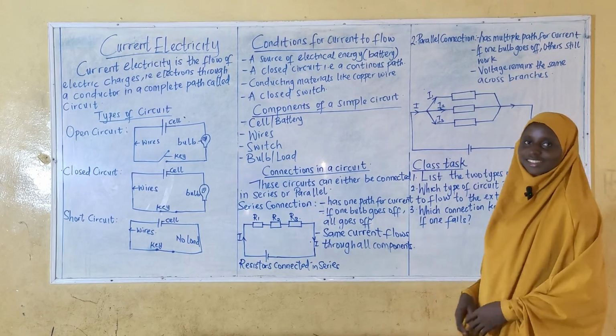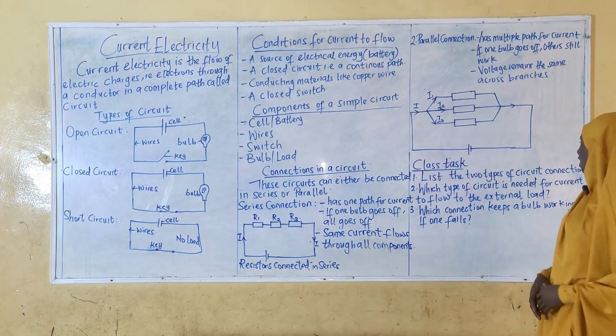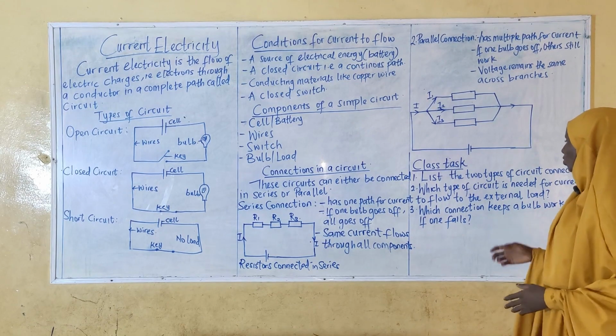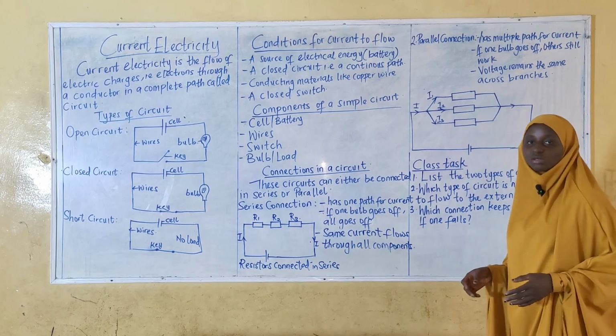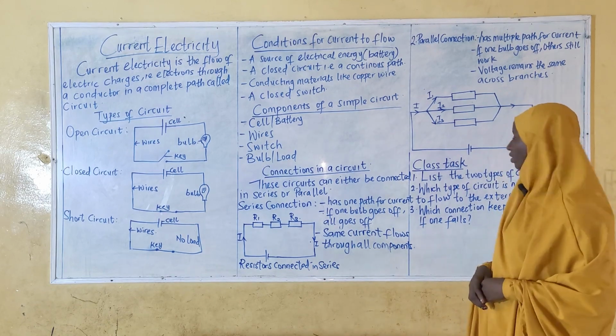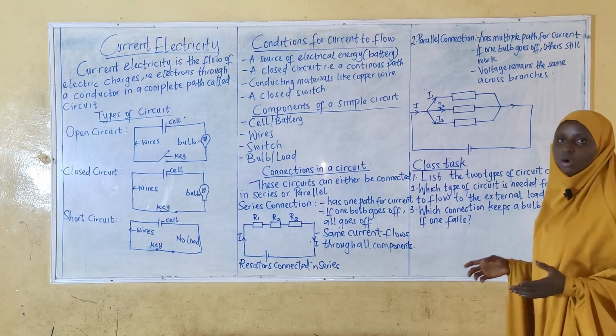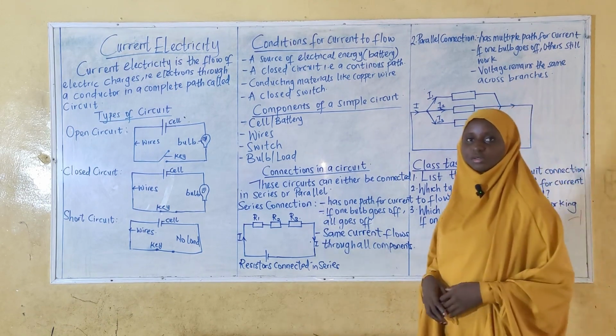Time for class task. Number 1, list 2 types of circuit connection. 2, which type of circuit is needed for current to flow to an external load, that can be our bulb. And number 3, which connection keeps a bulb working if one fails.